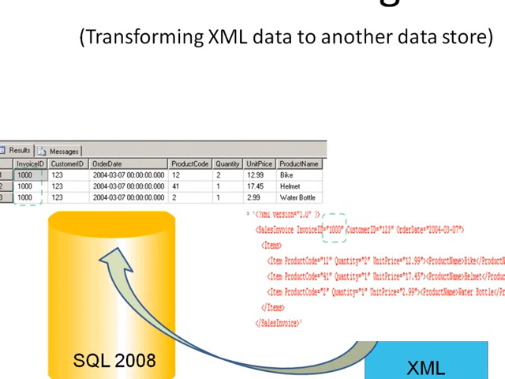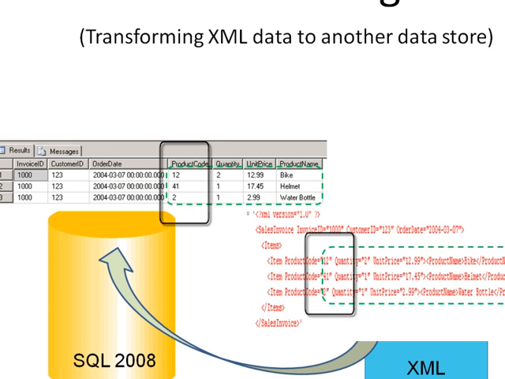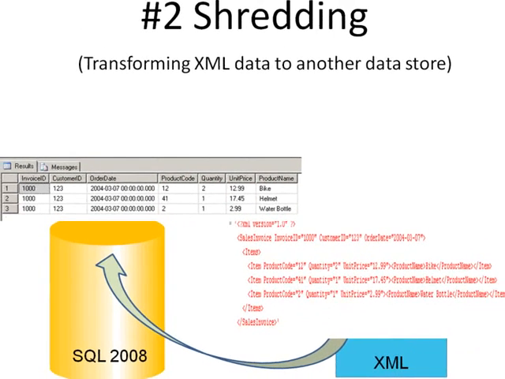Which invoice is it? Well, it's invoice number 1000. This is represented by customer 123 who bought it. This was done on March 7th, 2004. And what 3 things did they buy? It looks like product 12, 41, and 2. This is an example of shredding your XML into another data store.